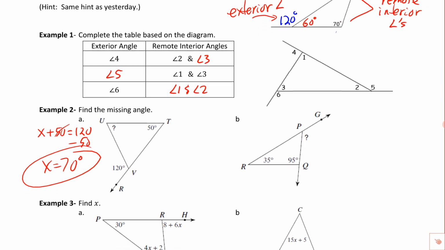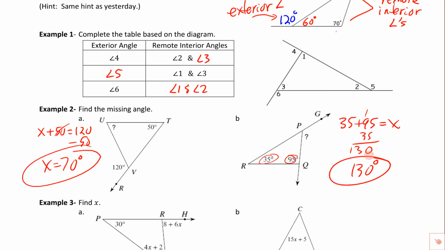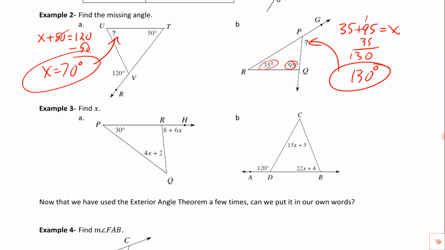So take a look at part B. We want to find this angle right here. That's the exterior angle. You'll notice that the two remote interior angles are over here. So we're going to add the two remote interior angles together, and we're going to set them equal to that exterior angle. If I add those together, let's see, 35, that's going to be a 0, carry the 1. So we end up with 130. So that missing angle is 130 degrees. That's that angle right there. I guess I'll draw an arrow to that one there. Okay, so that is the idea.